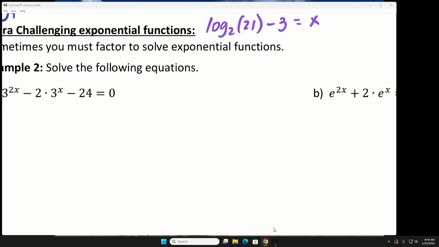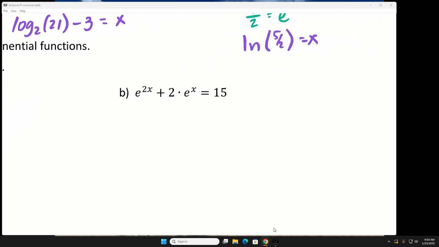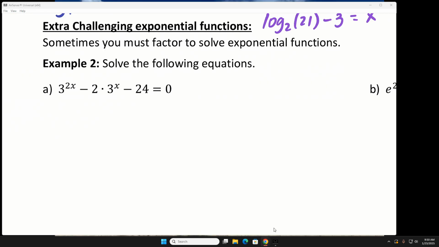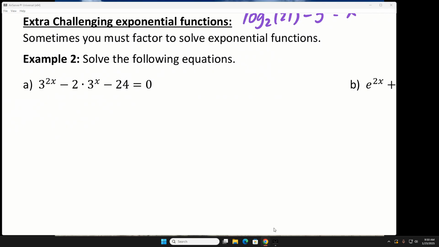All right, and so the next couple of examples are extra challenging exponential functions. We still technically have 3 to the x as our only exponential expression, so I included it with today's instead of tomorrow's assignment, but it's a little bit different. This is like a trinomial, so we're going to solve it like we would have solved x squared minus 2x minus 24 equals 0. It's going to feel weird, but we can do it.